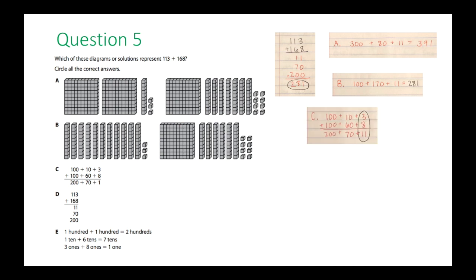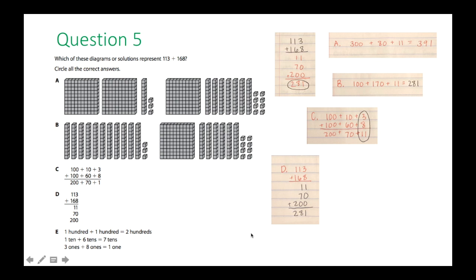All right, so let's take a look at C. I went ahead and solved C and compared my answers, and I noticed that we were 10 off because here they said 3 plus 8 equals 1, but they didn't regroup in the tens place. So they are going to be 10 off. So C would not work.